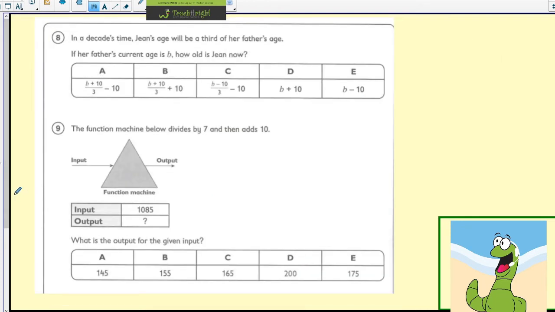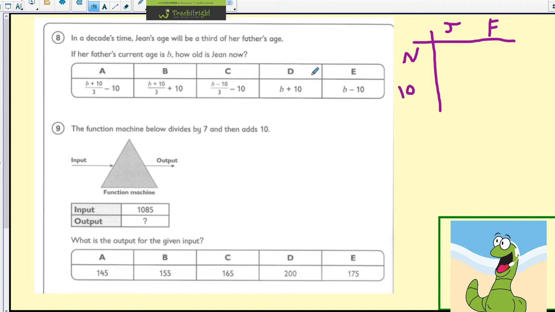Number 8. In a decade's time, Jean's age will be a third of her father's age. Right, golly gosh. So I like to start with these with a little grid, and I like to write down all the people. So we've got J for Jane and F for her father, and we've got N for now, and then in a decade's time, so that's 10 years' time.